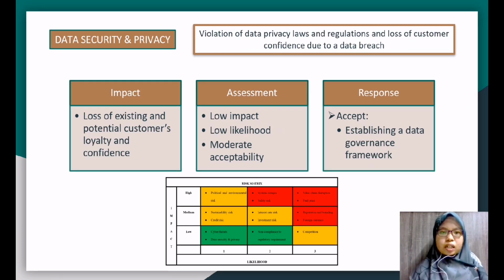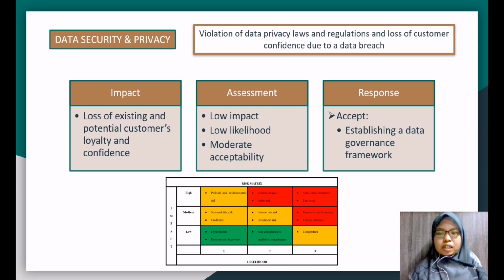The next risk is data security and privacy risk, which is violation of data privacy laws and regulation, and loss of customer confidence due to a data breach. This risk will give impact on loss of existing and potential customers' loyalty and confidence towards AirAsia Group. The risk assessment based on the risk matrix is low impact, low likelihood, and moderate acceptability. Because of the low impact and low likelihood, the risk response is just to accept the risk.